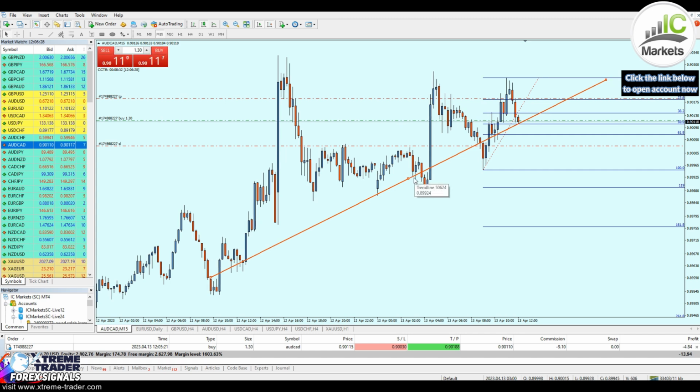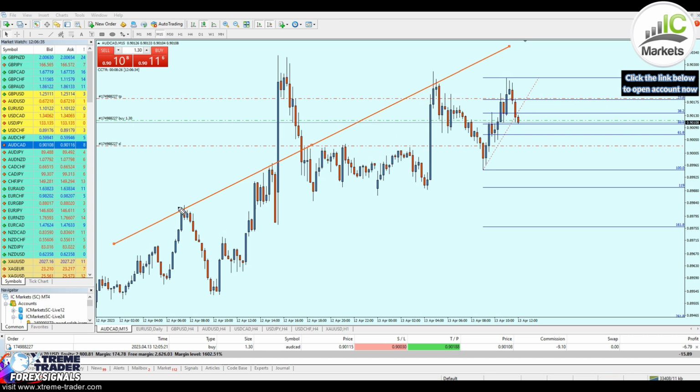Actually, you can use the same line continuously on all the levels. Check this out. We can place it even right here on that resistance trend line, and we will see that the market is still respecting those levels. We can actually place it right there, wherever you want. I mean, you name it.